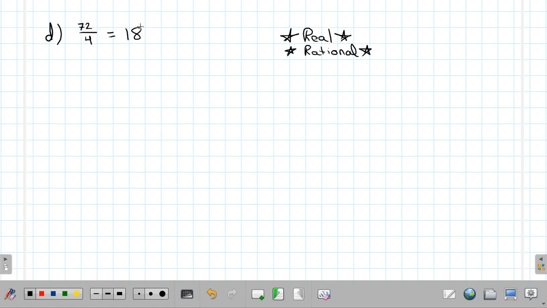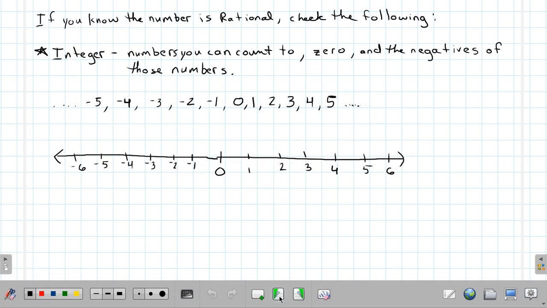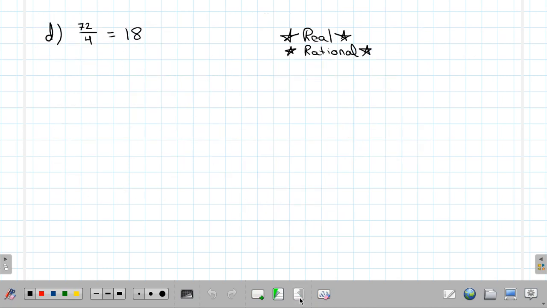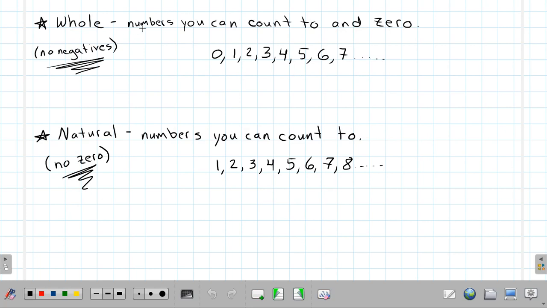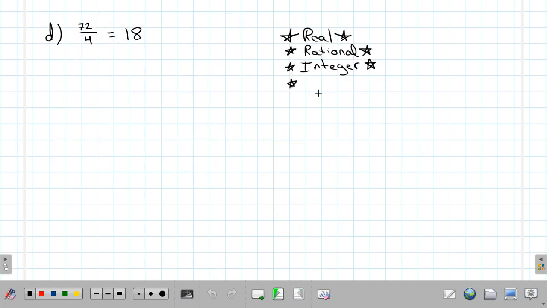Well, once again, 18 is real, 18 is rational. Is 18 an integer? Well, go back. An integer is a number you can count to. I can count to 18. So that means this number, 72 over 4, which is the number 18, is also an integer. Then we ask, well, is it a whole number? We'll go back to the notes. Whole numbers are numbers you can count to. I can count to 18, so 18 is also a whole number.